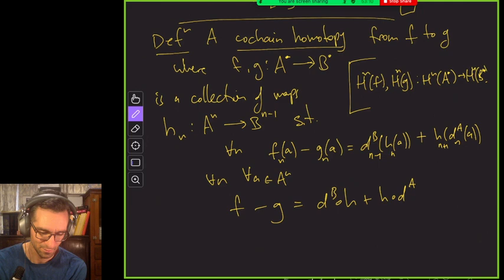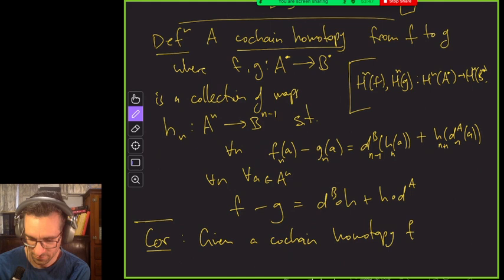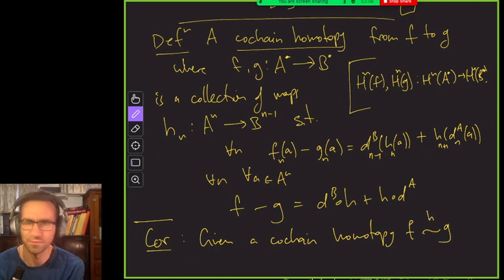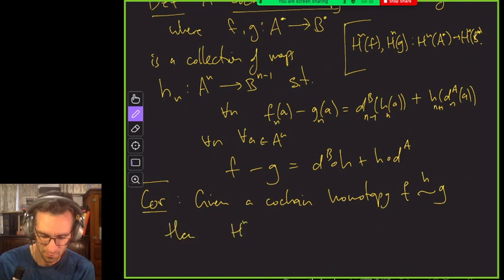So as a corollary of both the definition and the previous proposition. So given, let's say write it as H, F twiddle G. This is not symmetric. You have to probably take minus H to get a cochain homotopy from G to F. It's not massively important, but this thing has got a sort of a first thing and a second thing. Then the induced maps on cohomology are equal.